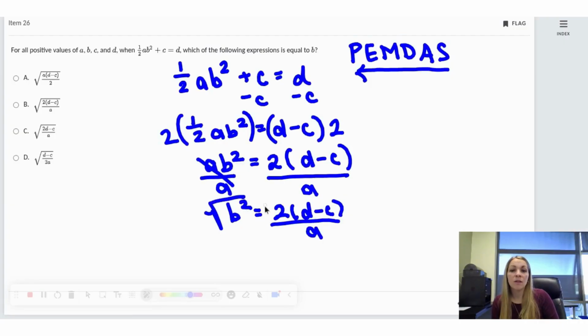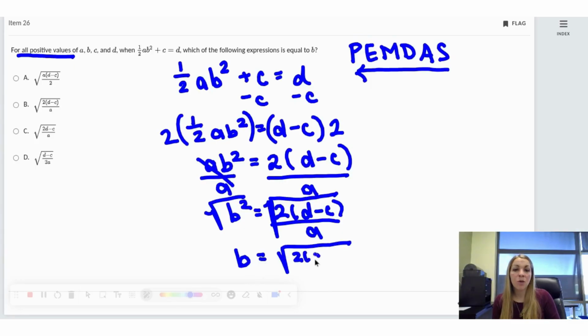Square root, square root. Now normally when you take a square root, you need a plus minus, but this says for all positive values. So we're just looking at the positive version of this. So we have b equals the square root of 2 times the quantity d minus c over a. And I match that over here, the square root of 2 times the quantity d minus c all over a. This is answer choice B.